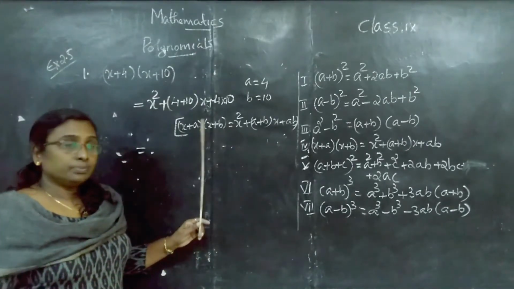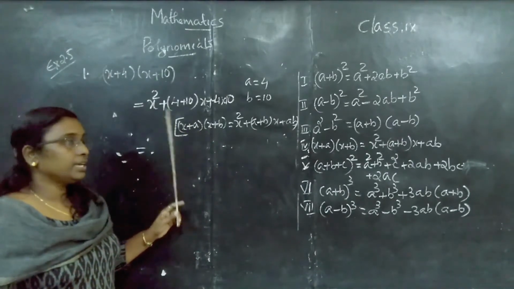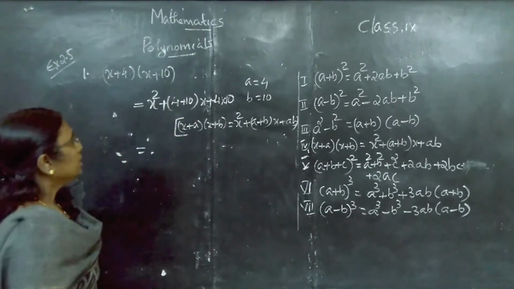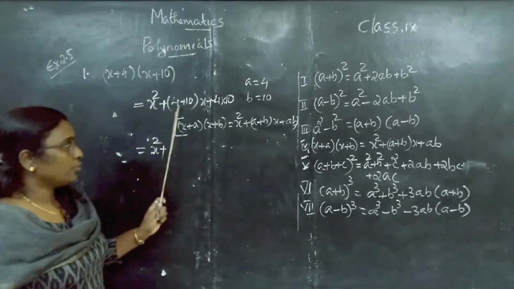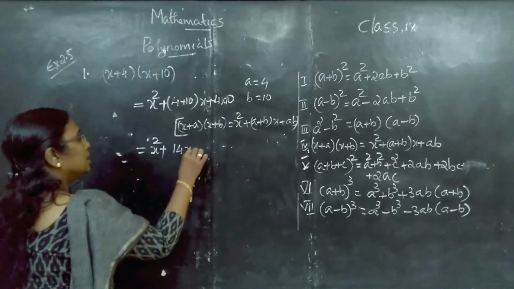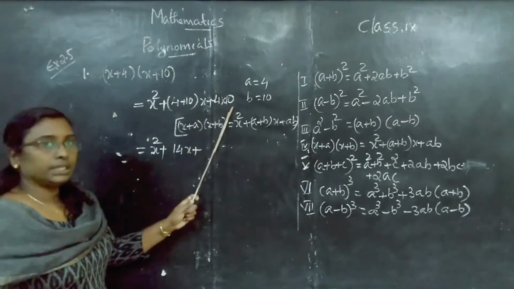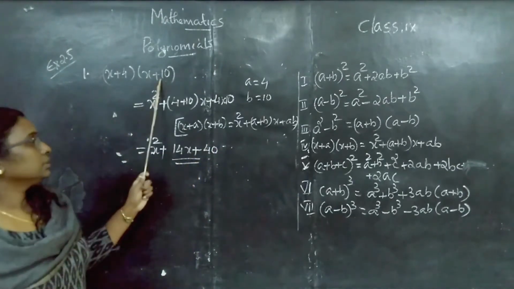You mention the property, which identity is used here. Okay. This is equal to x square plus 4 plus 10, 14 into x, 14x plus 4 into 10, 14. So this is the product.